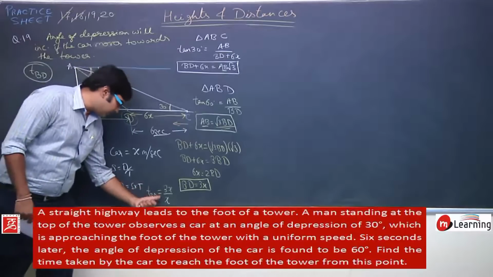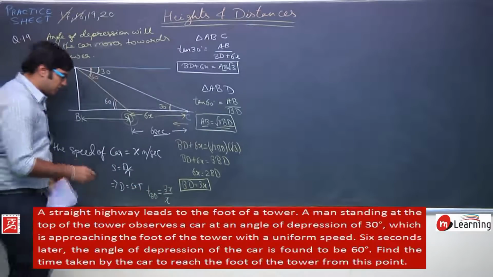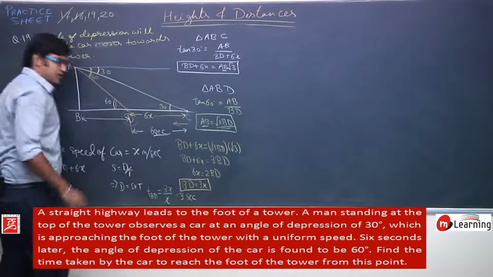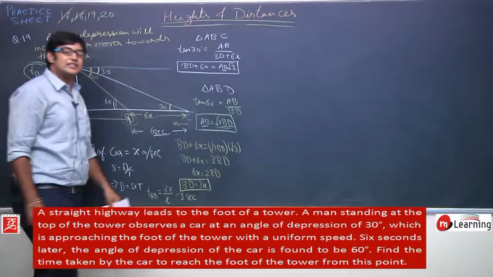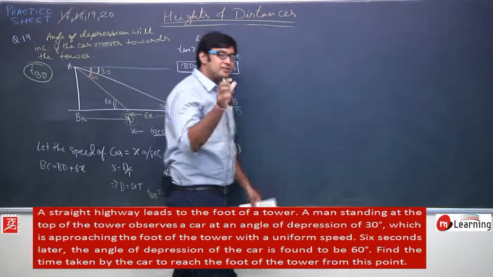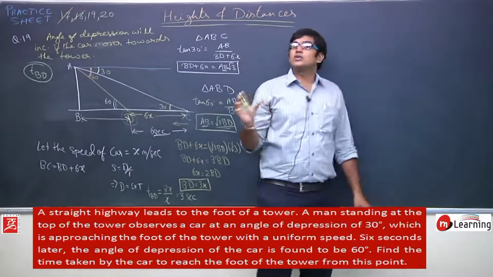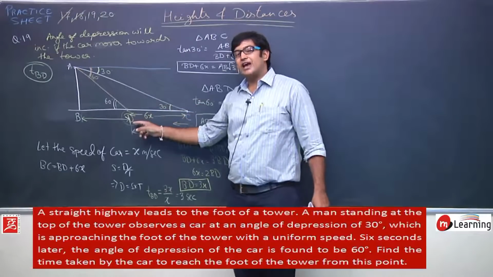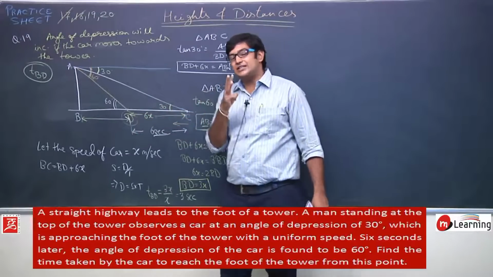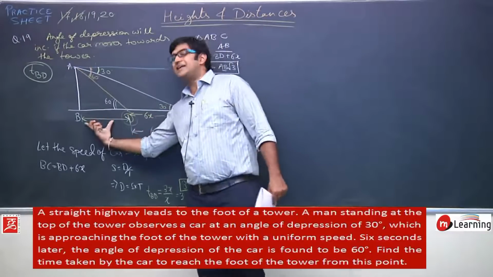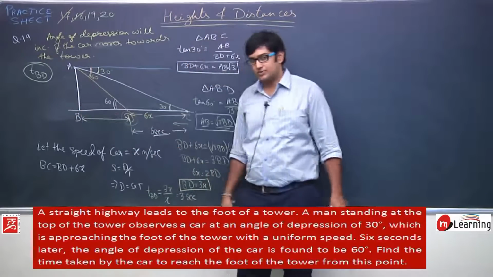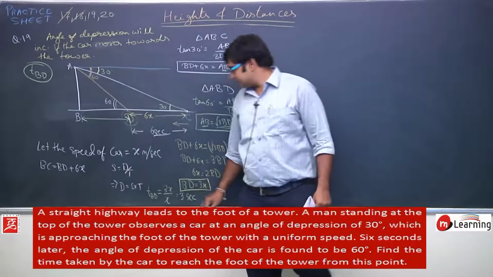Okay, so this will be 3x upon x, which will give you 3 seconds. Okay, TBD is equal to 3 seconds, the time taken to travel the distance BD is equal to 3 seconds. So it means if the car is at this point, the car will take only 3 seconds to cover this BD distance or to reach the foot of the tower. Okay, this is the distance.